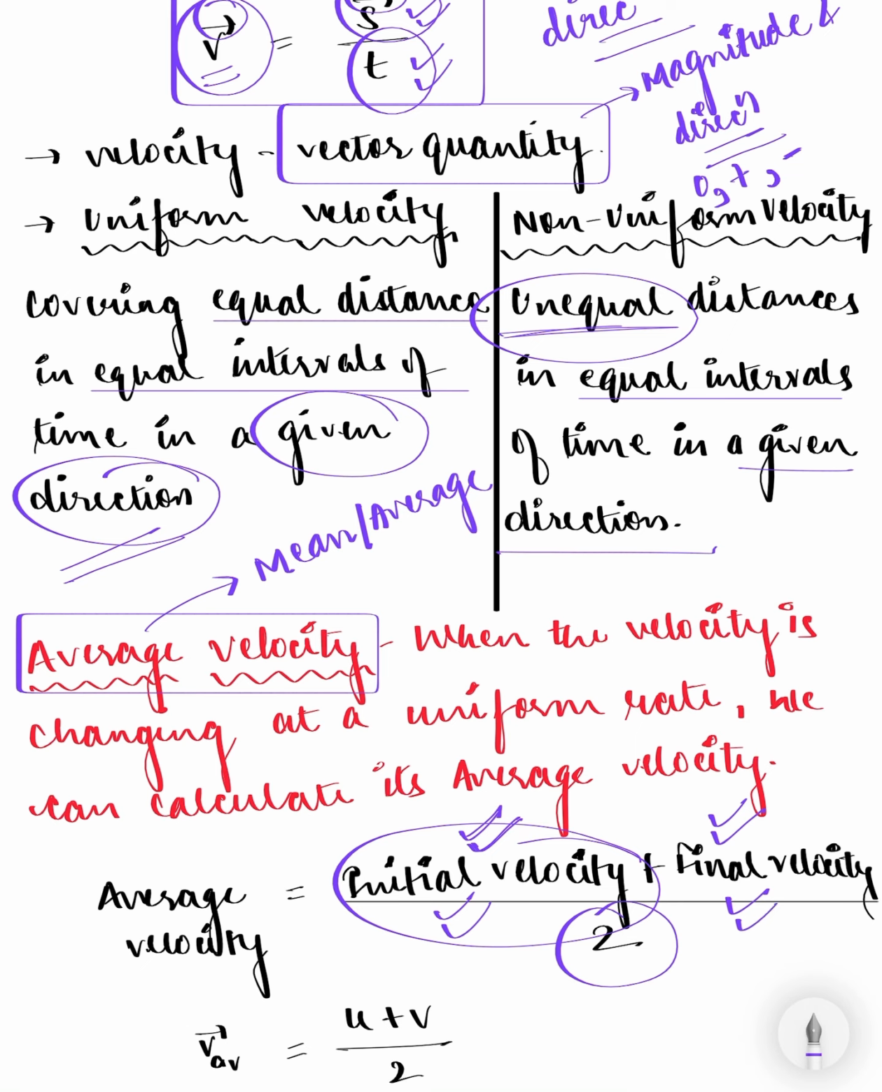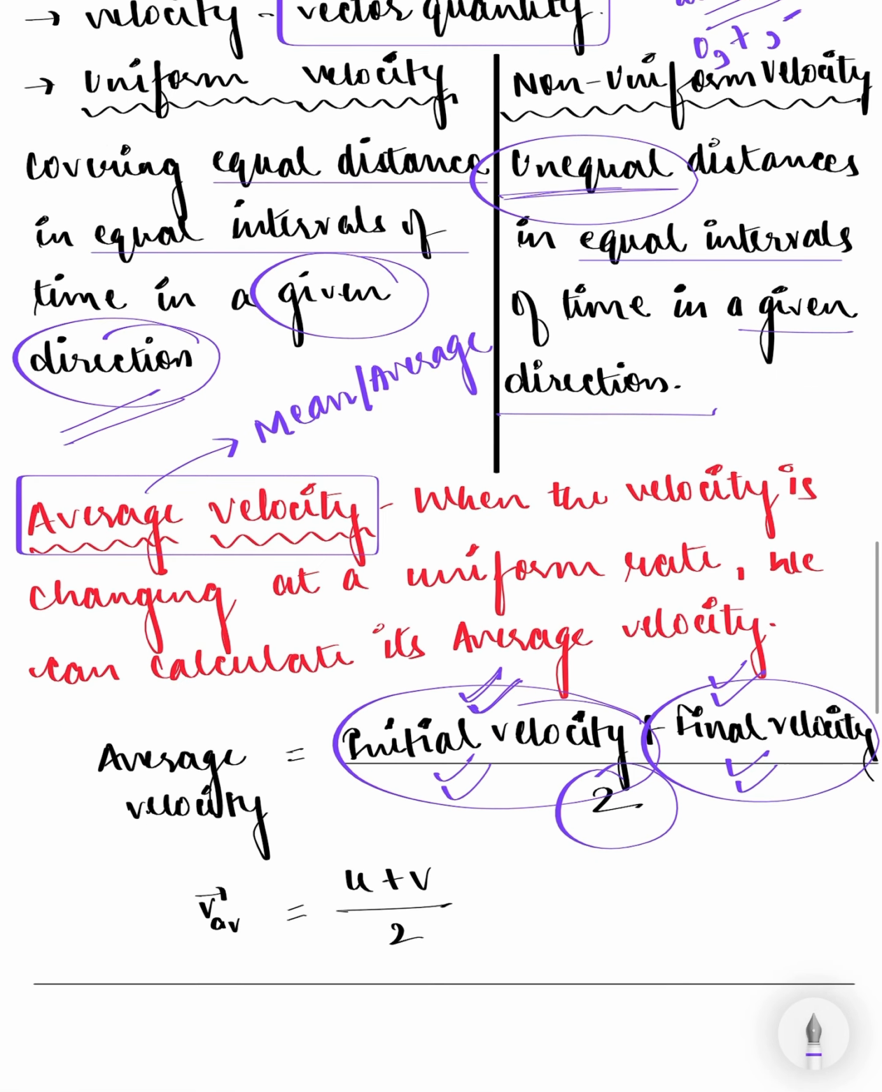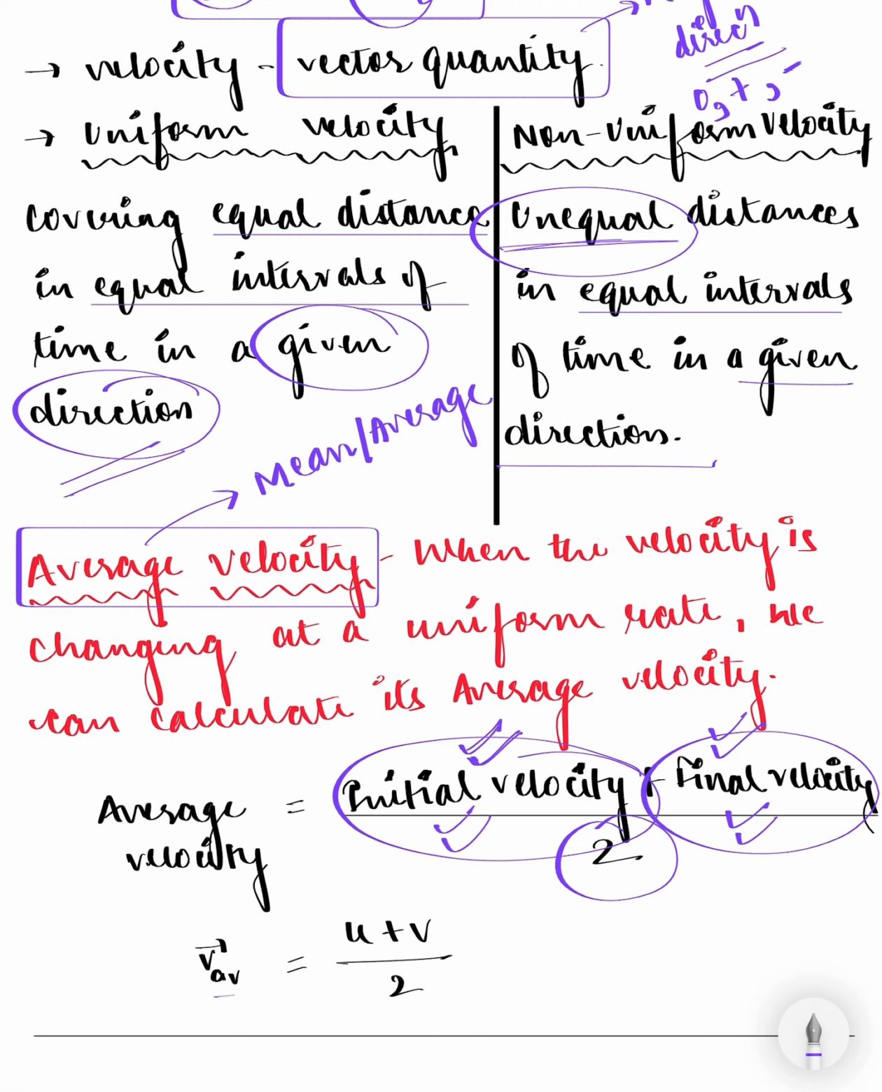Now what is initial and final velocity? The velocity at the beginning of the journey and the velocity at the end of the journey, that is known as initial and final velocity respectively. Its formula in short form is V average, with direction, is equal to U, which is the initial velocity, plus V, which is the final velocity, divided by 2. So here the average velocity is simply the average or the mean value of initial and final velocity.